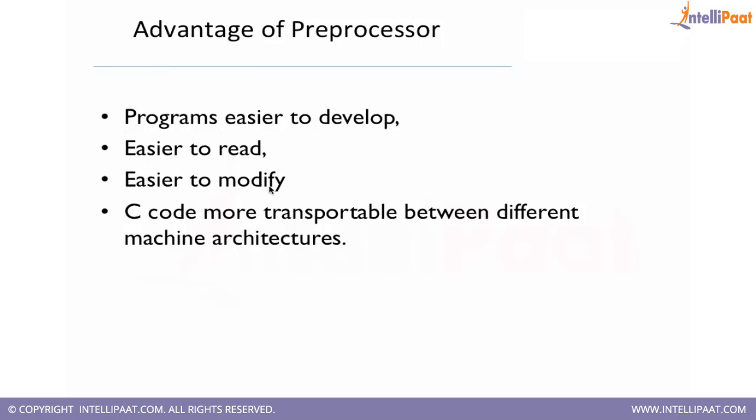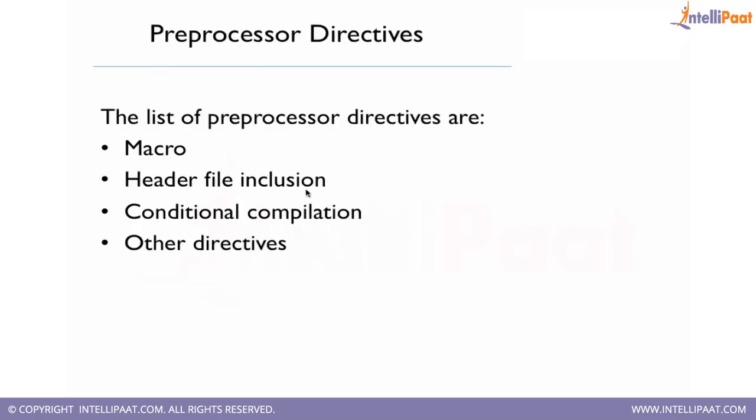In case we want to modify a function, for example the printf function, we just have to modify it in one place and it will be reflected wherever it is used. Also, C code becomes more transportable between different machine architectures. If we want one version of printf in one architecture and a different version of printf in another architecture, we can ship different versions while doing a build, and it becomes more transportable. So what are preprocessor directives?